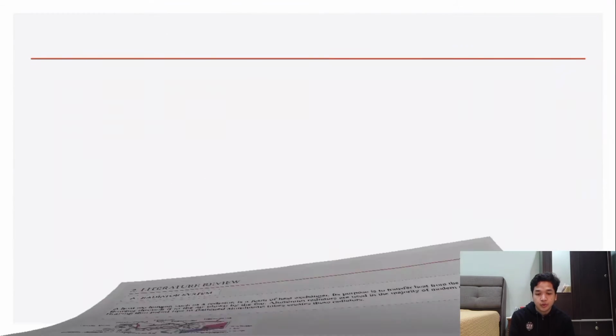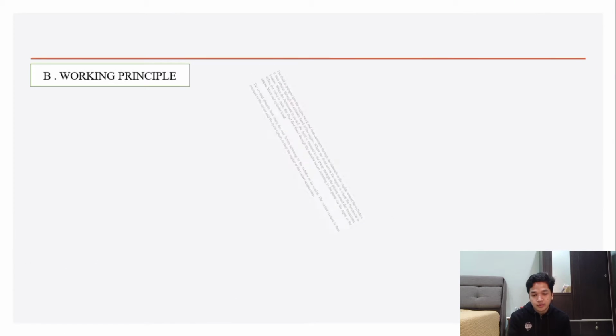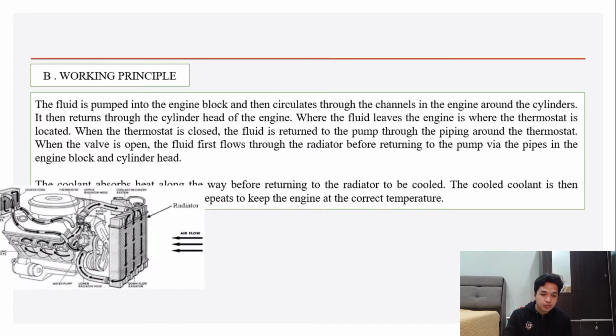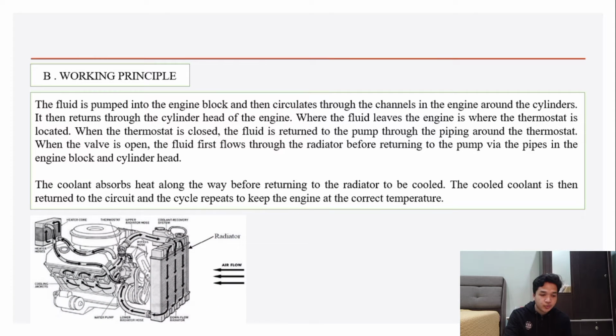Okay, for working principle, the fluid is pumped into the engine block and then circulated through the channels in the engine around the cylinder. It's then returned through the cylinder head of the engine, where the fluid leaves the engine to where the thermostat is located. When the thermostat is closed, the fluid is returned to the pump through the piping around the thermostat.